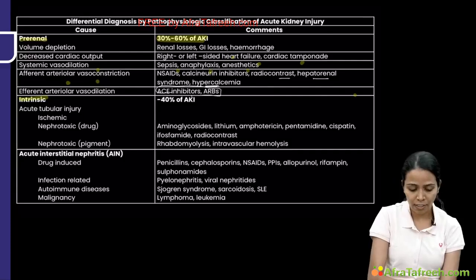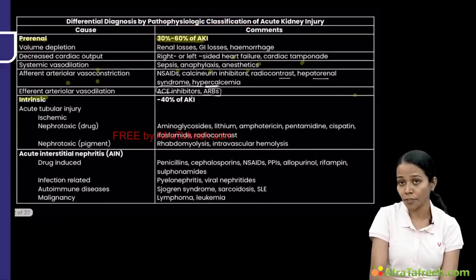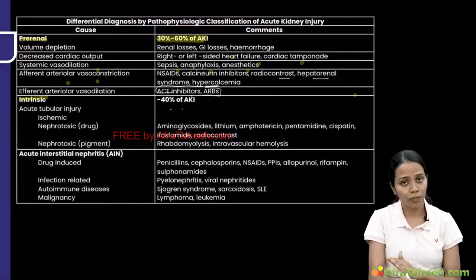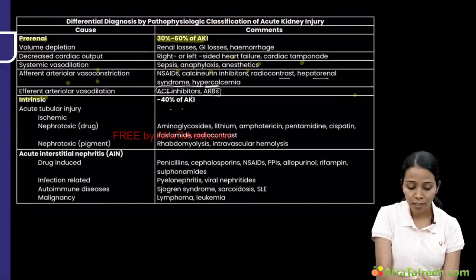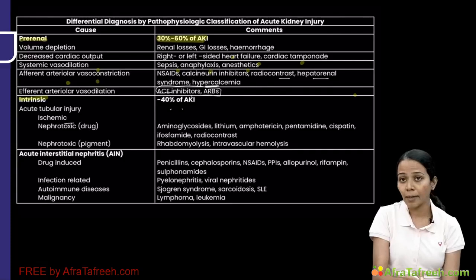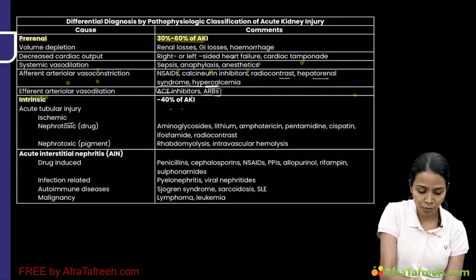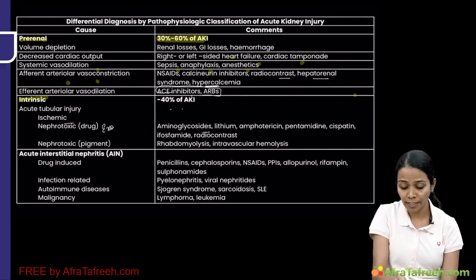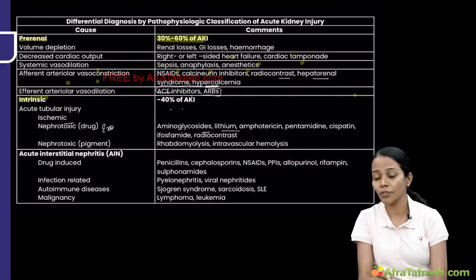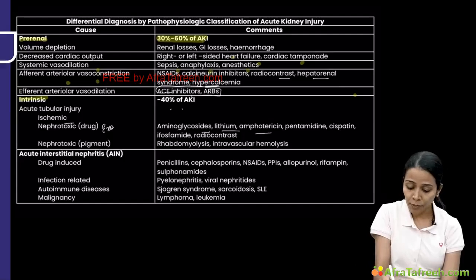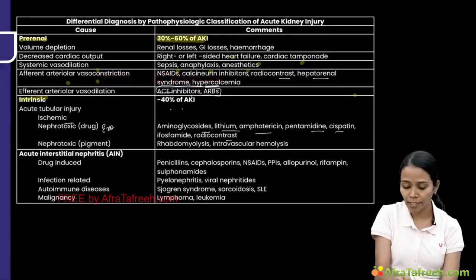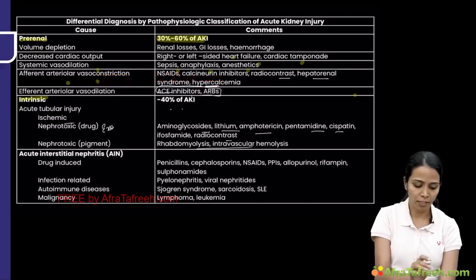Coming to intrinsic renal, it is 40% of AKI. So the most common is pre-renal, then intrinsic renal is only 40%. In that, acute tubular necrosis, first I told ischemic. Then it can be toxic, which is endogenous or exogenous. Exogenous is drug, right? Which can be aminoglycoside, lithium. So all these are the drugs which cause ATN. Amphotericin, pentamidine, cisplatin, ifosfamide, and radiocontrast. Endogenous pigments are rhabdomyolysis and hemolysis, already discussed.